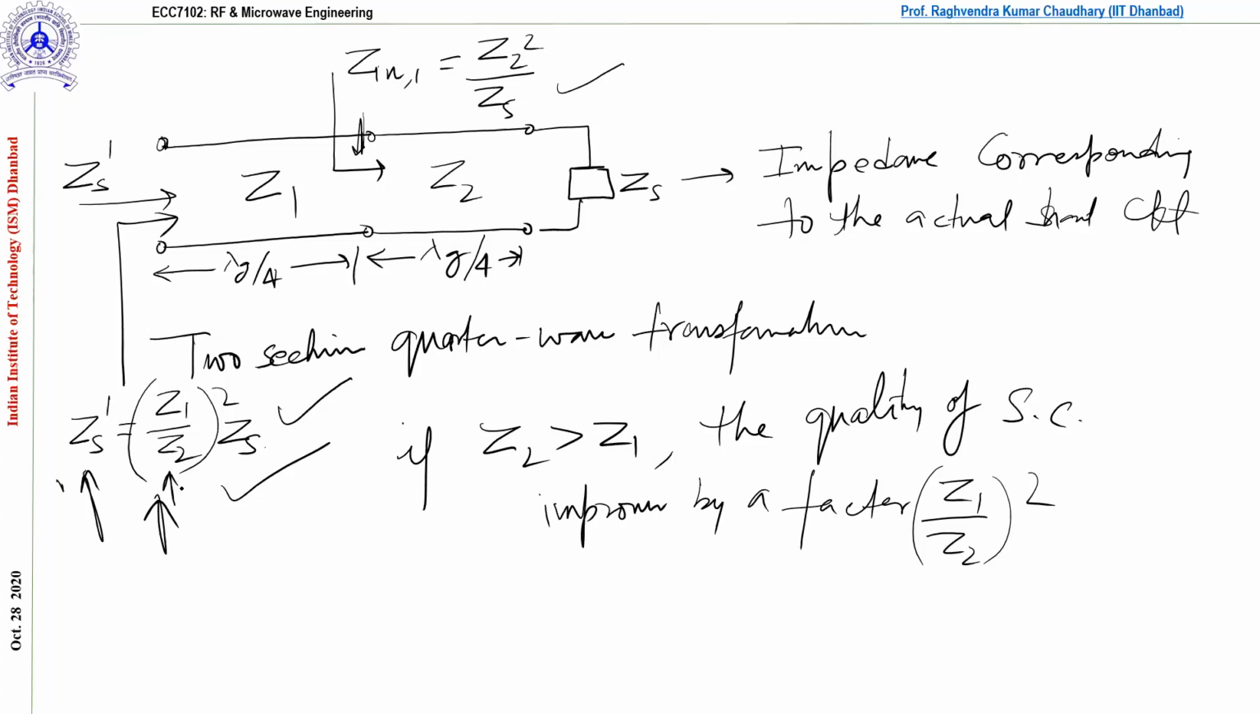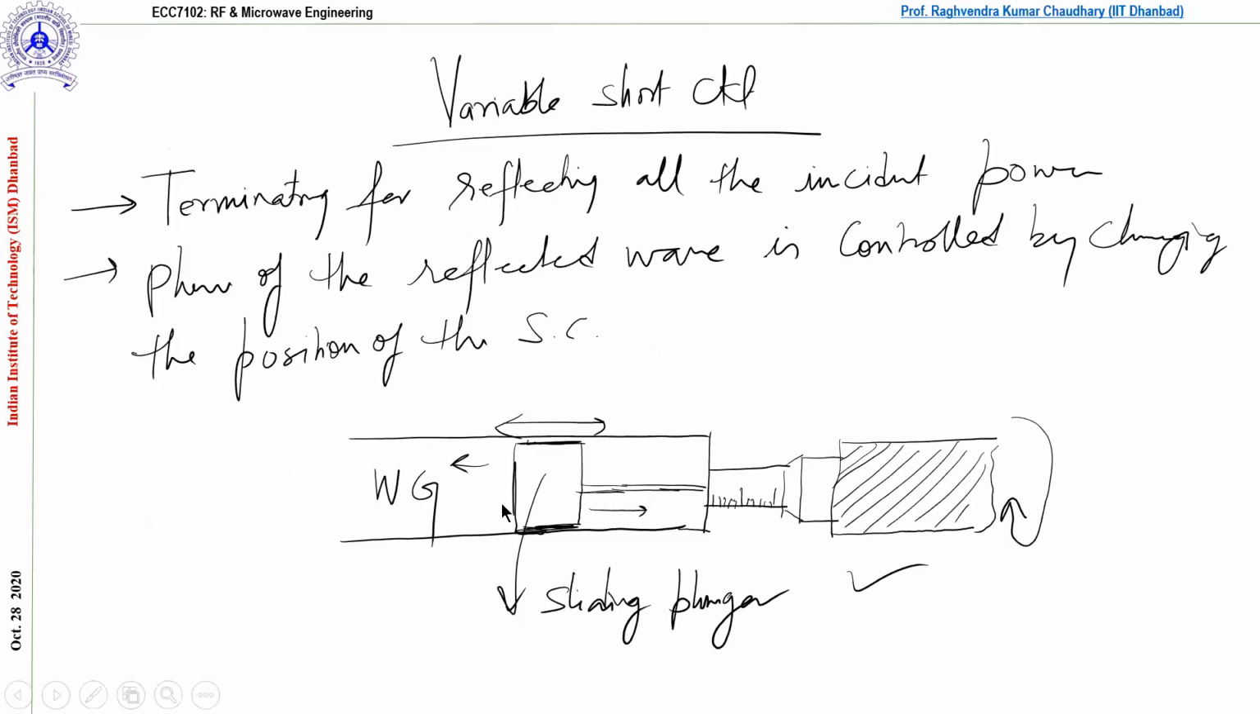Why? Because we need to realize a short circuit, and for the short circuit, the impedance should be minimum. Ideally it should be 0, correct, but it should be minimum. Then it will be really good. So we need to manage this situation: Z2 greater than Z1, and Z1 and Z2 you may correlate with this.